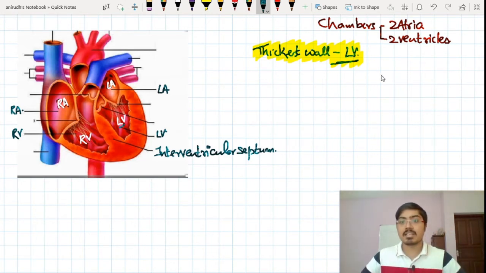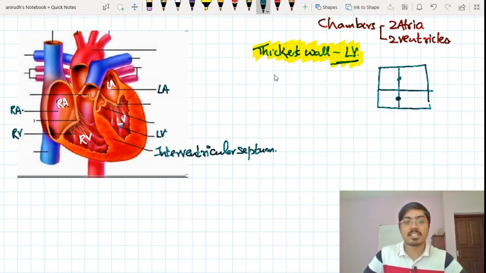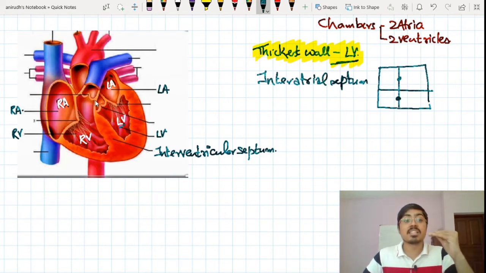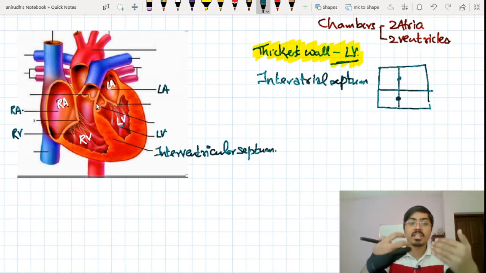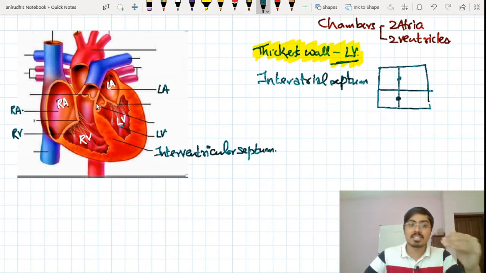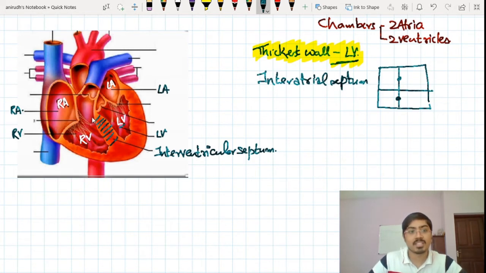So the 2 atria are actually separated. If I make a box representation like this, this is my interventricular septum, this is my interatrial septum. This image is designed in such a way that the interatrial septum is not clearly understandable when you look at it, but such a thing also exists. Just like this wall between the ventricles, the interatrial septum is also there.